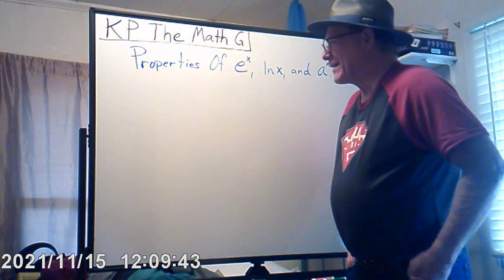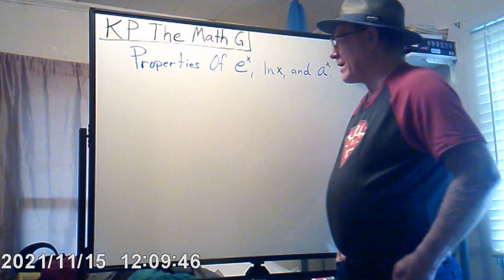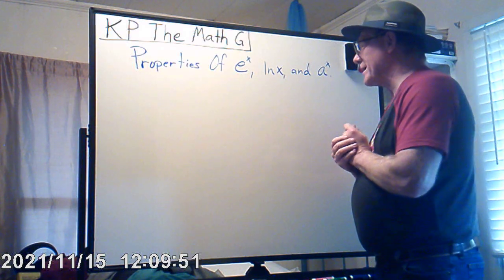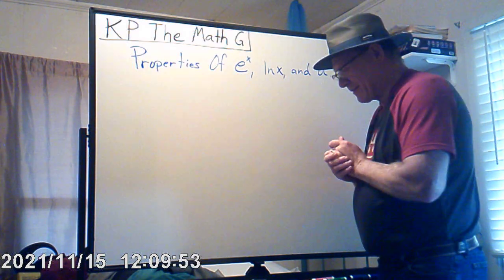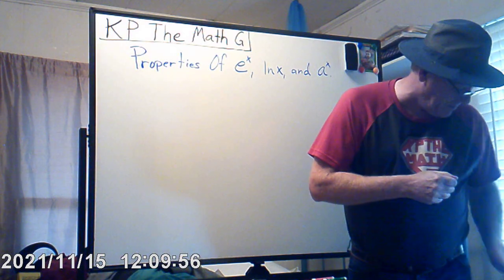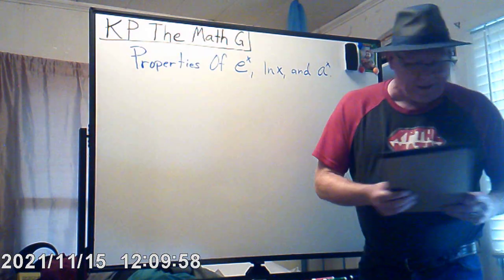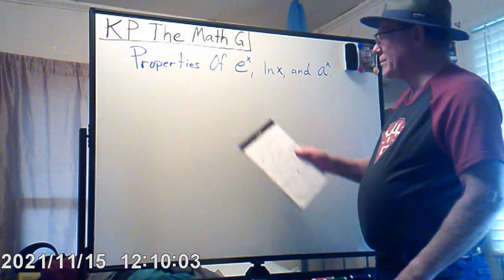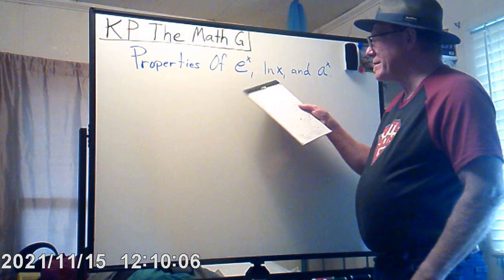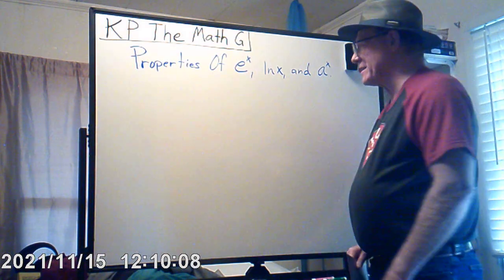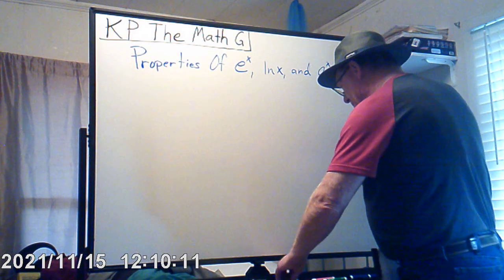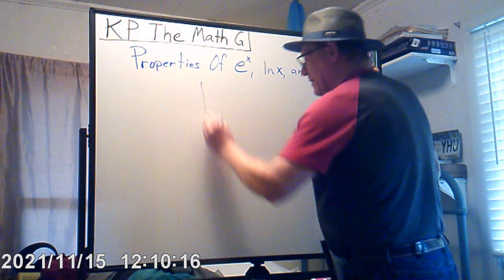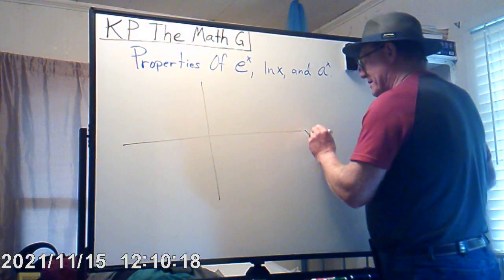Alright, we are looking at properties of e to the x, ln of x, and a to the x. I wrote some things down the other day so that maybe we can get used to it. First of all, we want to talk a little bit about e to the x and ln x. I'm just going to draw a rough sketch of this. Here's an XY coordinate plane.